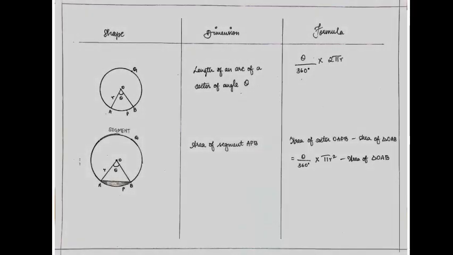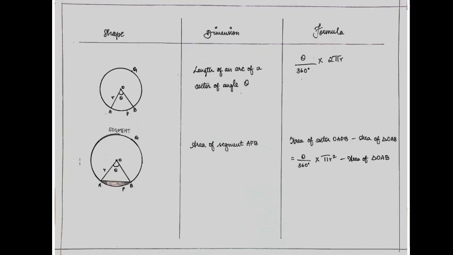Next one is in the sector, we are going to find the length of an arc of a sector of angle theta. So that formula is theta by 360 degree into 2 pi r. In this figure also, OAPB is minor sector and OAQB is major sector.